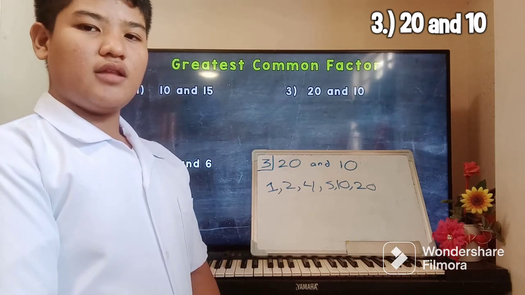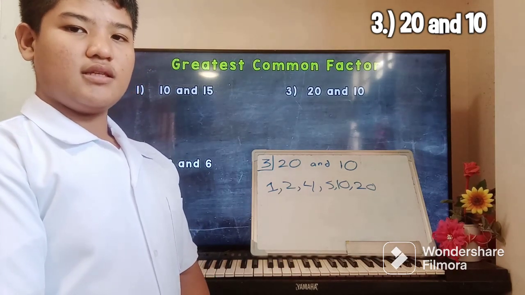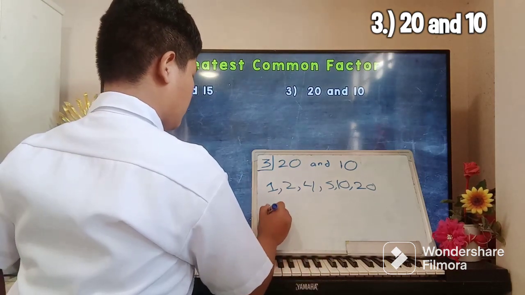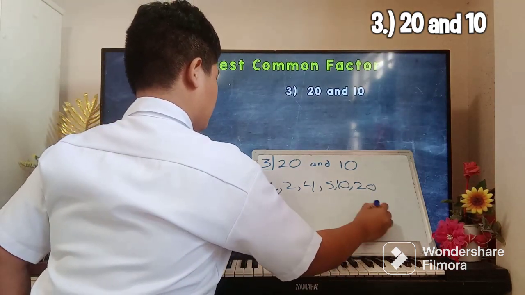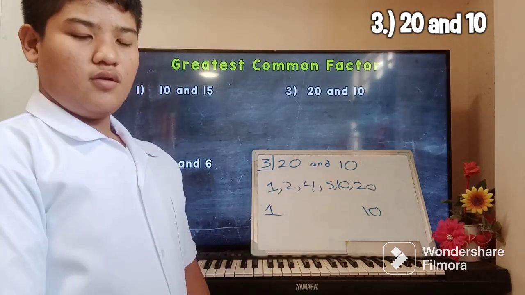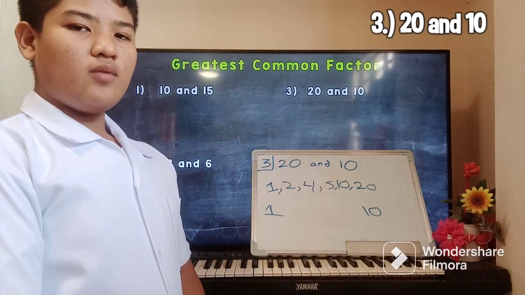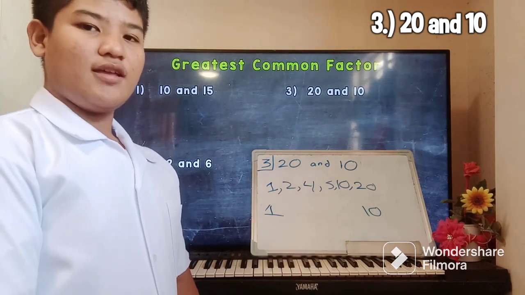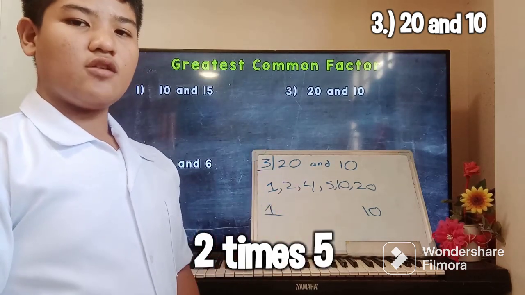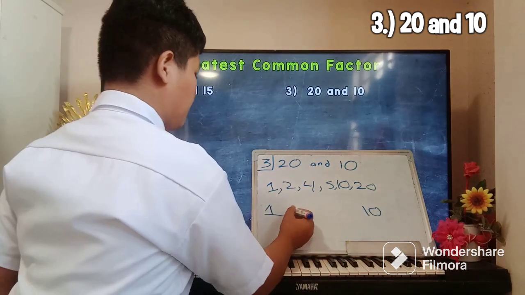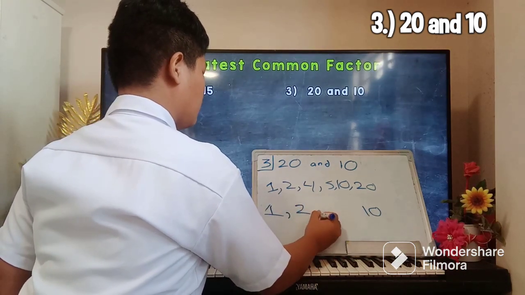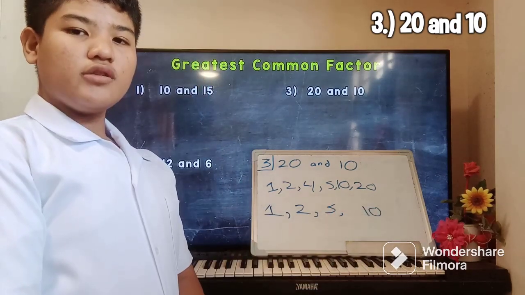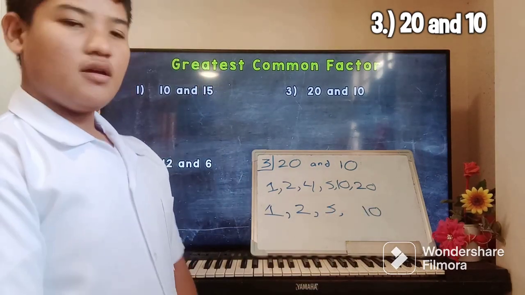And then for number 10, the lowest number that we can multiply to get 10 is number 1, because 1 times 10 is equal to 10. So we'll write 1, and 10 for the other side. And what are the other numbers we can multiply to get 10? If your answer is 2 and 5, you are correct because 2 times 5 is equal to 10. So we'll write 2 and 5, comma, 2, comma, 5, comma. Then get all the numbers that you see that are the same.